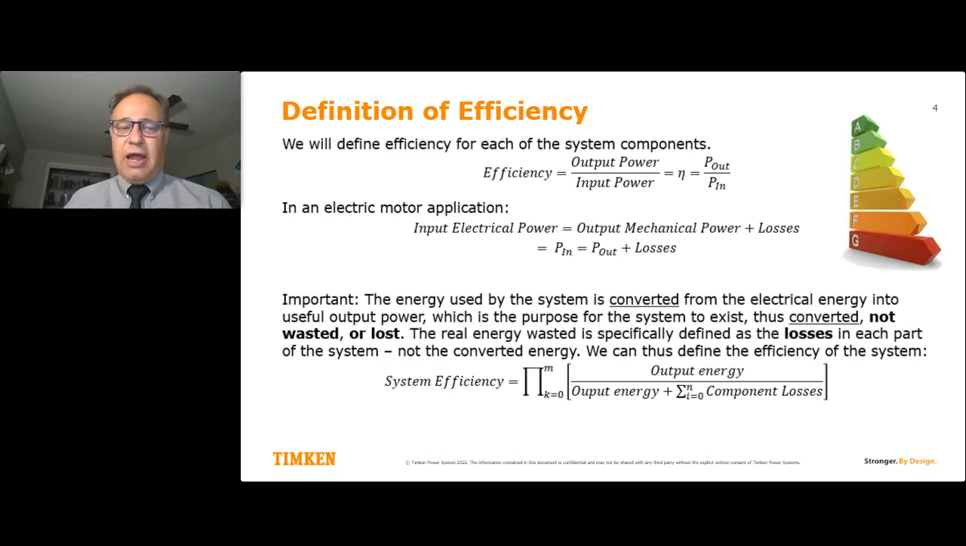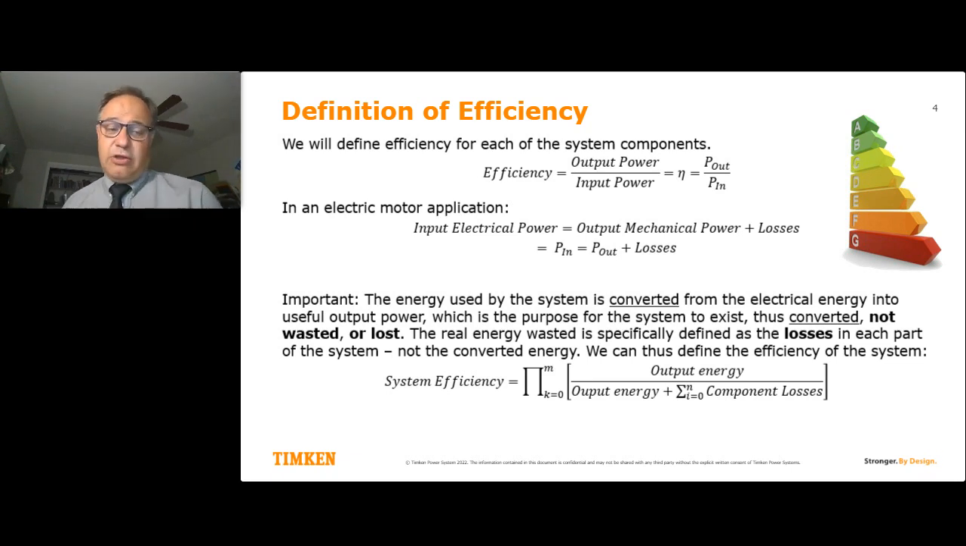Now, efficiency is defined as the ratio of the output power divided by the input power. If we look specifically at an electric motor, we see that the input power is thus equal to the output mechanical power plus the losses. Now, this same principle applies to other parts of our system as well.